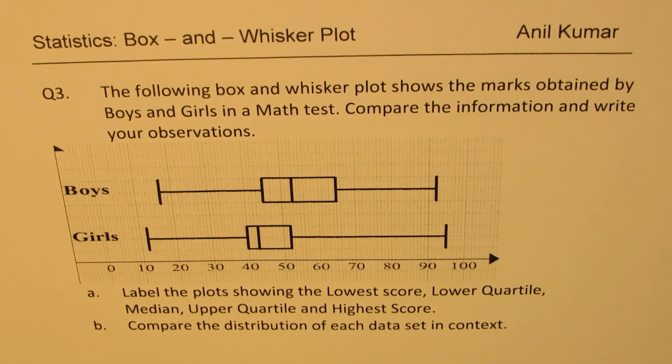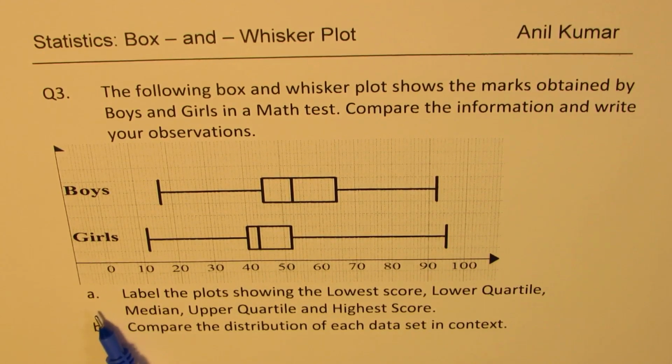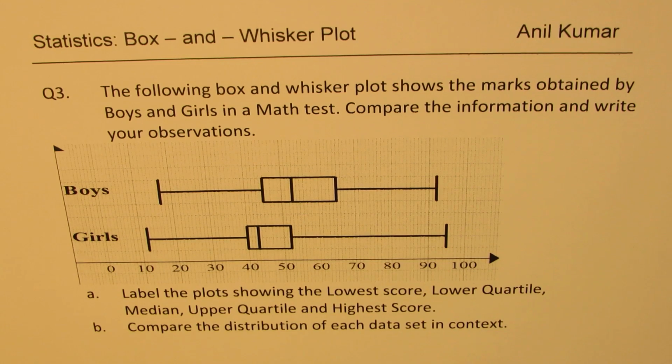Here is question number 3. The following box and whisker plot shows the marks obtained by boys and girls in a math test. Compare the information and write your observations. So that is for boys, this is for girls. First question here is, label the plots showing lowest score, lower quartile, median, upper quartile and highest score. Question B is, compare the distribution of each data set in context. So now you can pause the video, answer this question and then look into my suggestions.